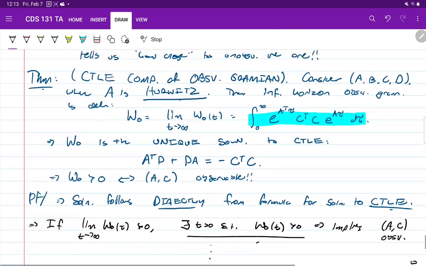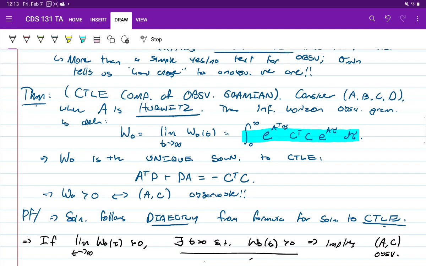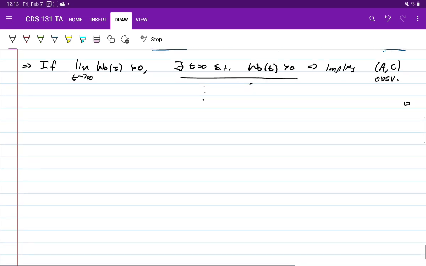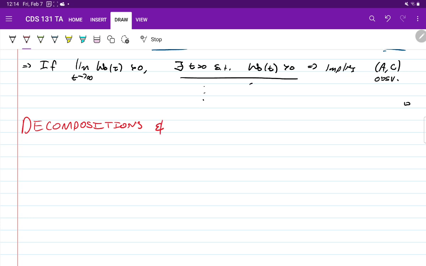So what we've done is come up with a couple of really nice, sharp algebraic characterizations of observability. Using this duality theorem, we found that we could say all of the same things that we could for controllability. Fantastic. What I want to do next is talk about some basic decompositions and detectability.